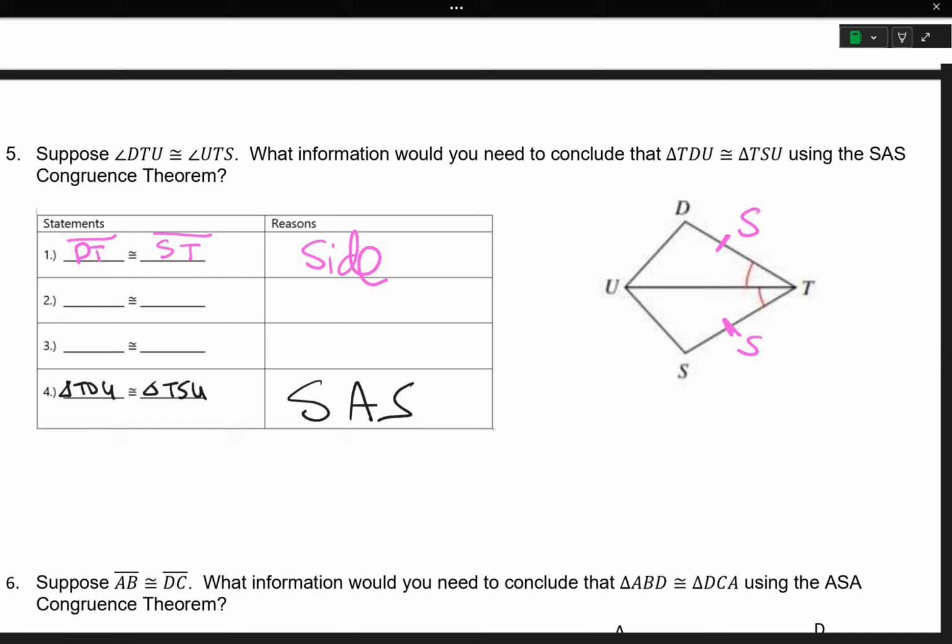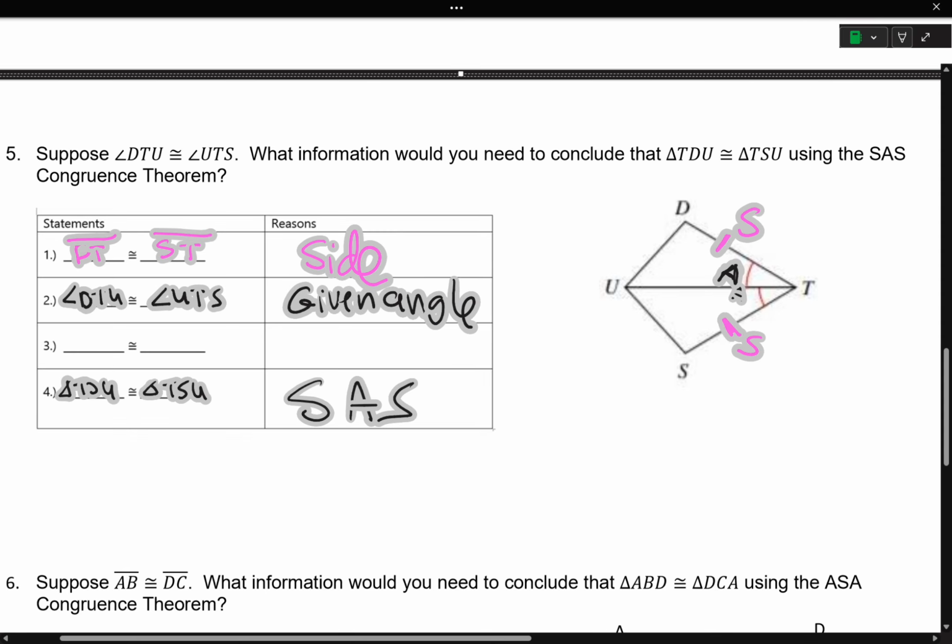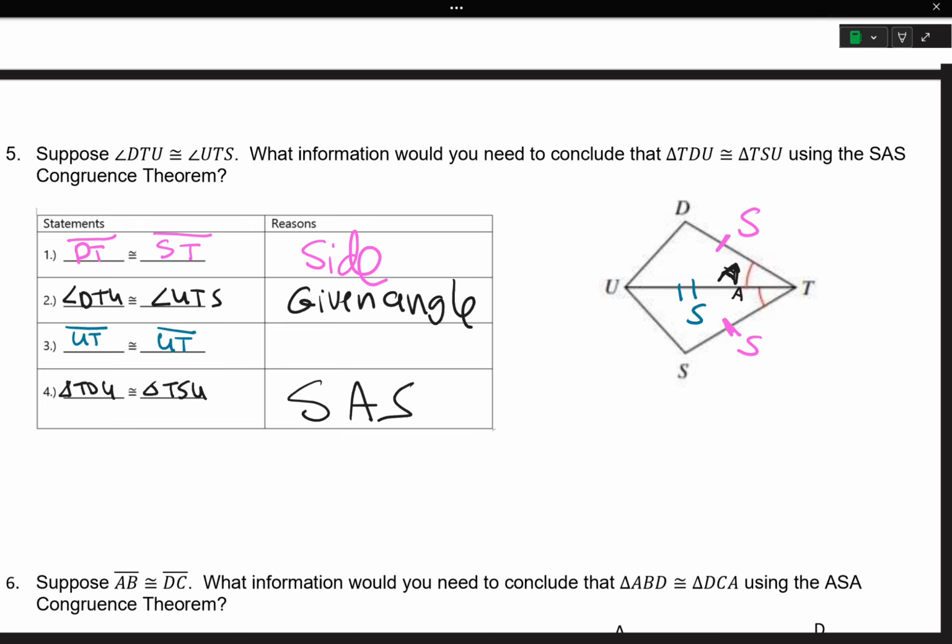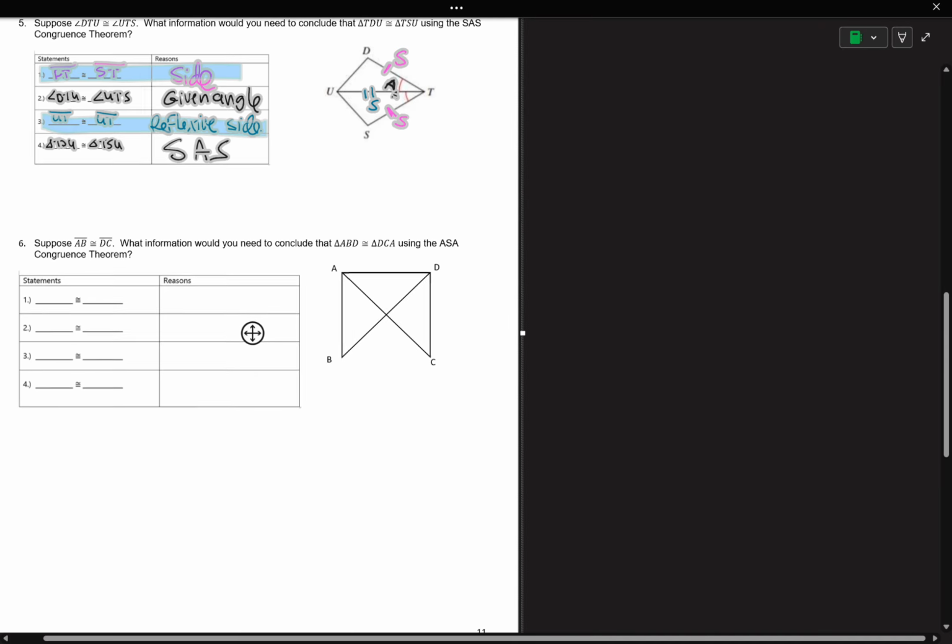We also have the given angle. We don't need to make this up, we can just write it down: DTU and UTS, given angle. And we could also use the side in the middle. What is that called? Do you remember? When we repeat ourselves because both triangles have it, that is a reflexive side. So this is what we needed: one side and another side. Fantastic. Oh no, I zoomed out.